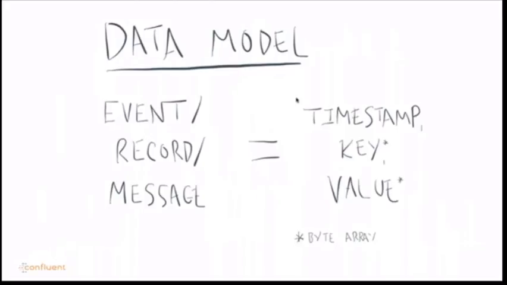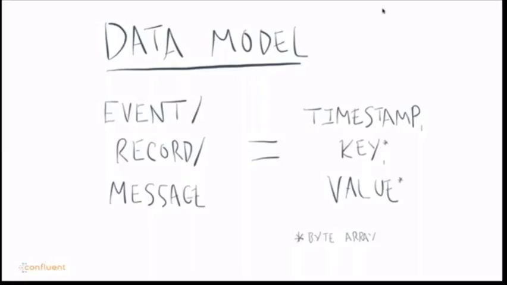So I'll start with the data model. Kafka is fundamentally about events or records or messages. I'm going to use those terms interchangeably because in this area people use these different terms and they all mean the same thing. But in Kafka terms, a record or an event is basically a timestamp, which is when the event occurred. It's a key and it's a value.